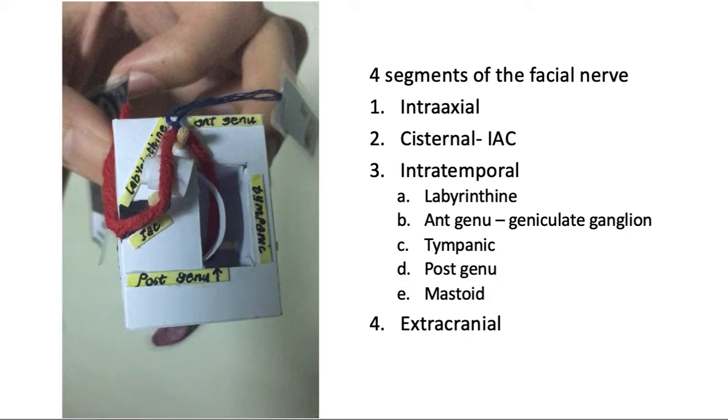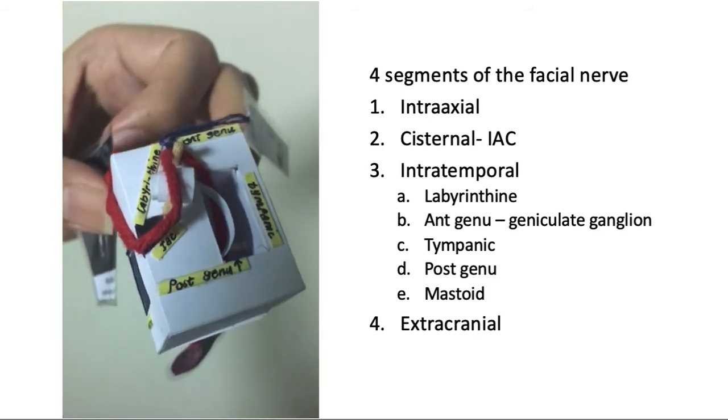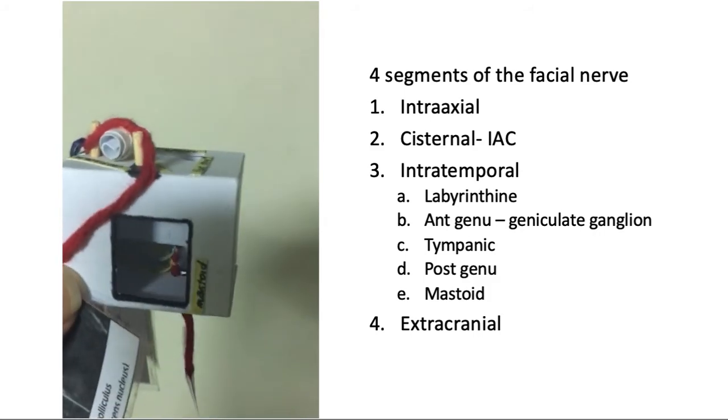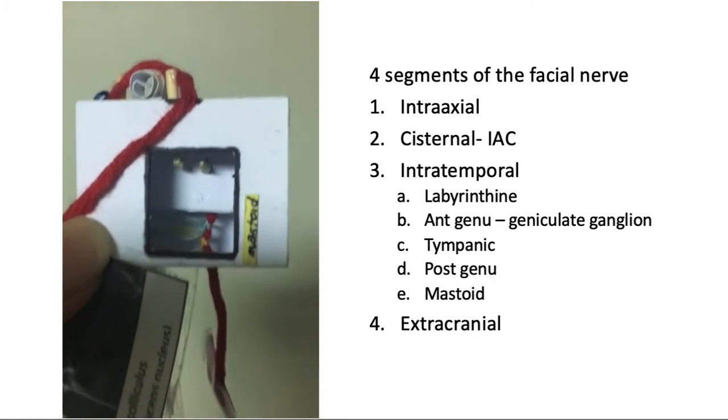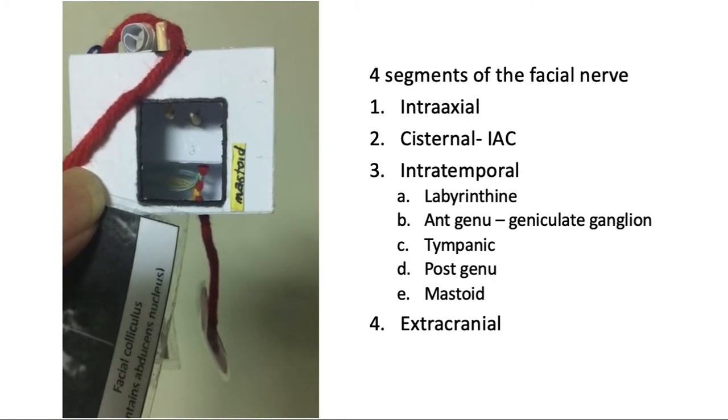After the posterior bend or genu, it descends within the mastoid temporal bone as the mastoid segment. This one, mastoid segment. And then it exits the stylomastoid foramen to become the extracranial segment. So let's take a look at our model here. Taking a look at the side view, we see the mastoid segment here and the extracranial segment.